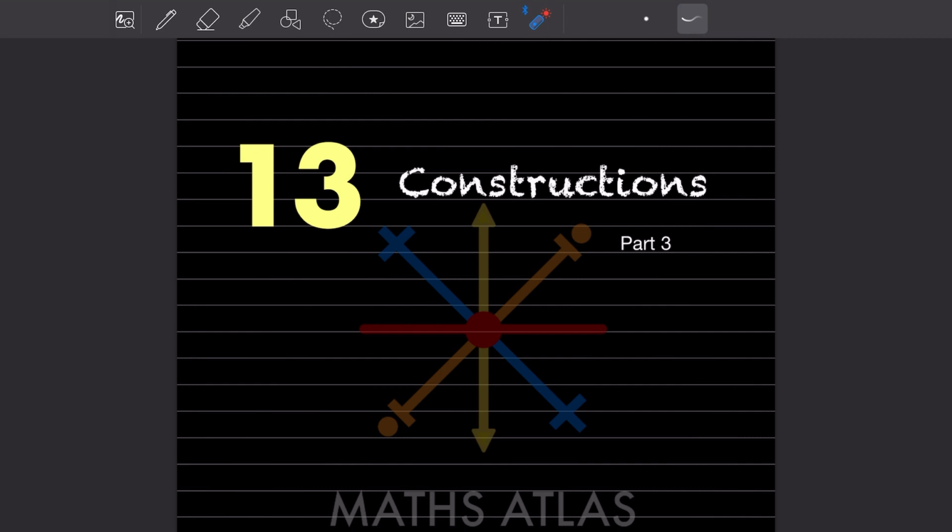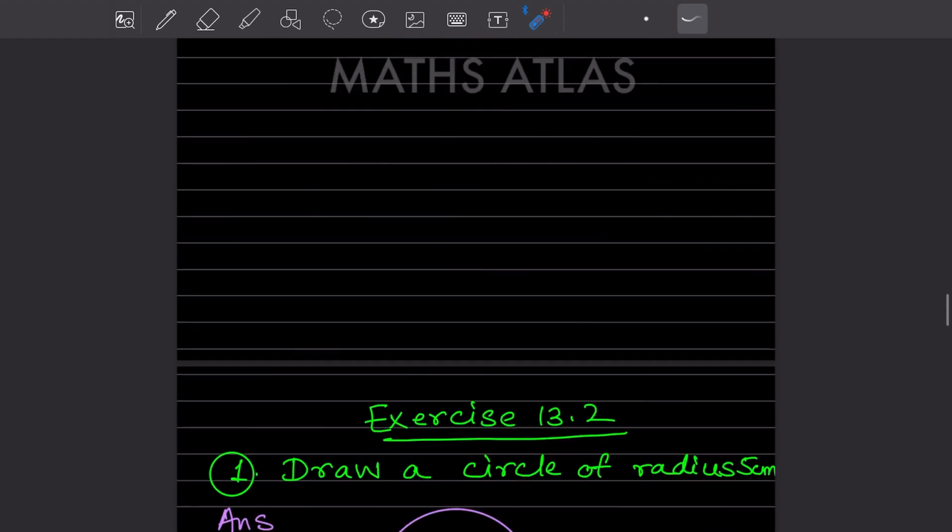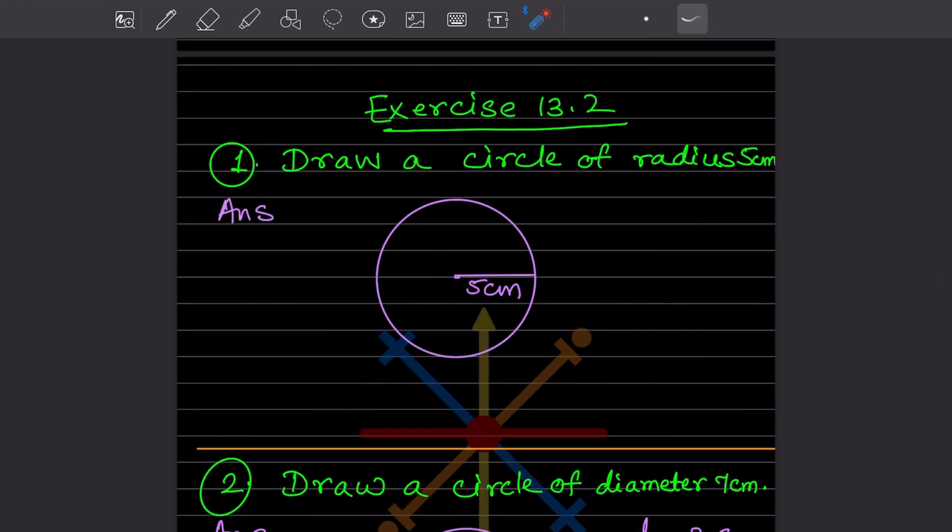So this is the third part of the same chapter, that is the construction. So let us see exercise 13.2. The first question is very simple. That is, draw a circle of radius 5 centimeter.